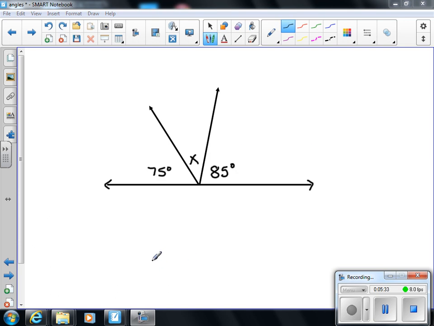Okay, let's take a look at another example. I want you to find the measurement of x. Use what you've learned today to find the measurement of x. When you think you have it, raise your hand. I'll check you, and then you can check your partner.